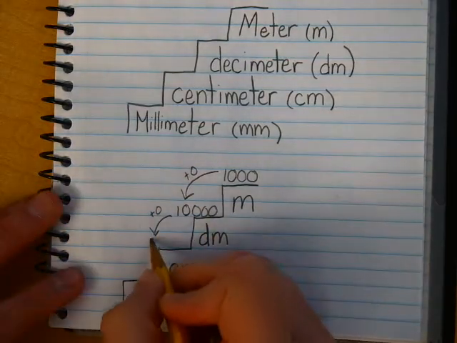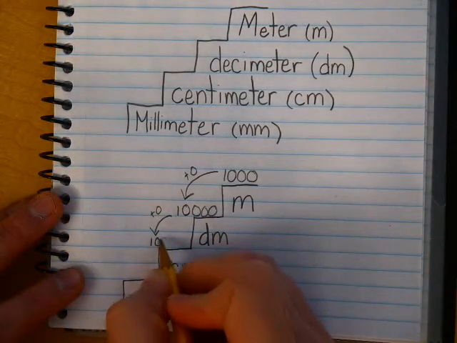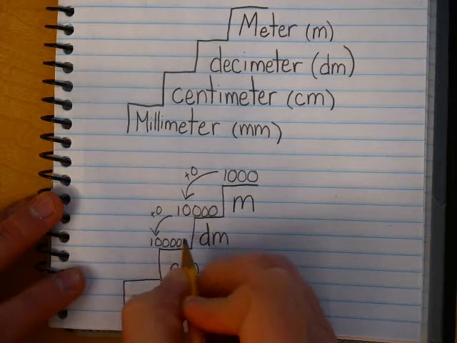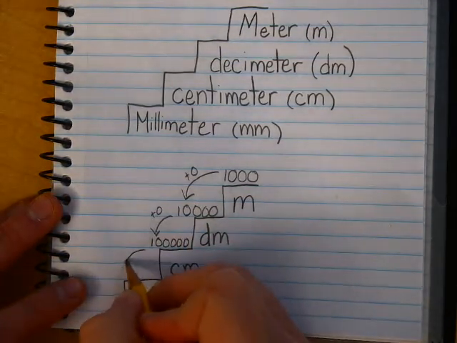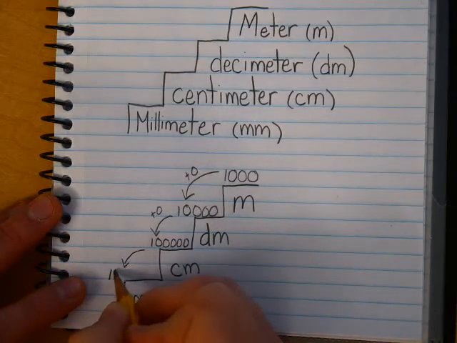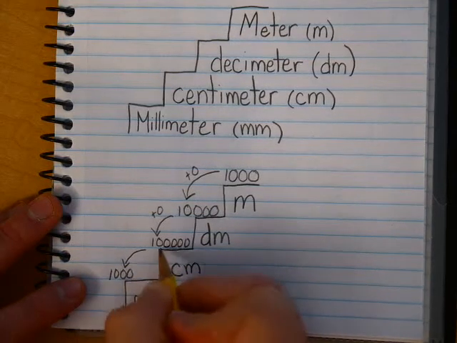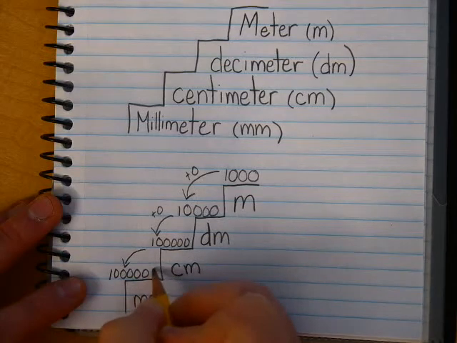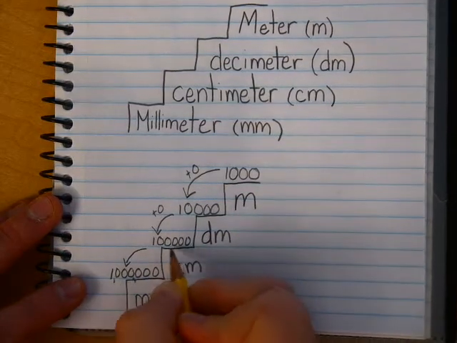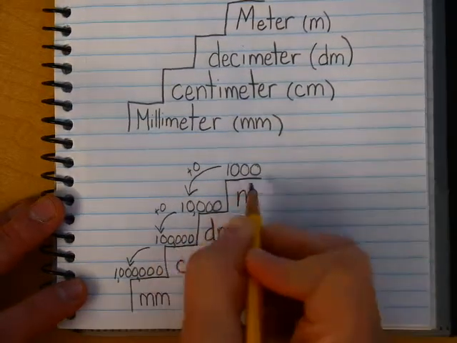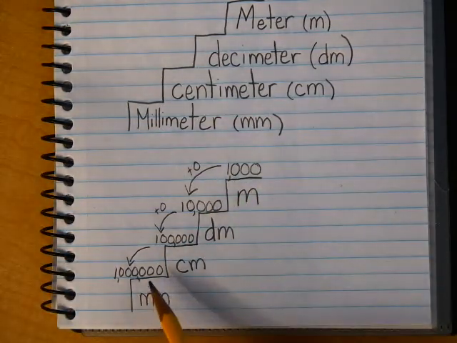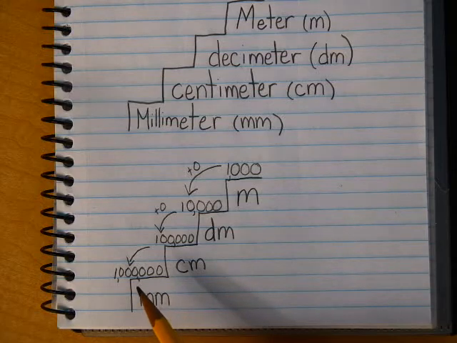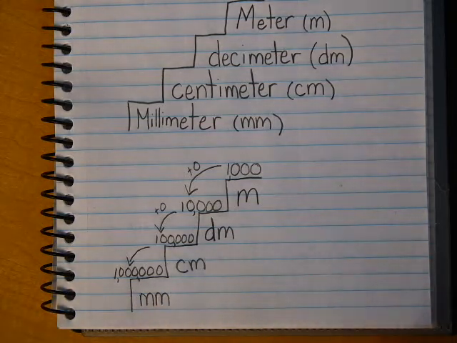Go down the step again. You add another 0. I had 4 zeros, I'm going to add 1 more to make it 5 zeros. Go down the step again and add 1 more 0. I had 5 zeros, now I should have 6 zeros. Put my commas in there, and that's my answer. So I know that 1,000 meters equals 1 million millimeters. That's all you do. And it works for this too.